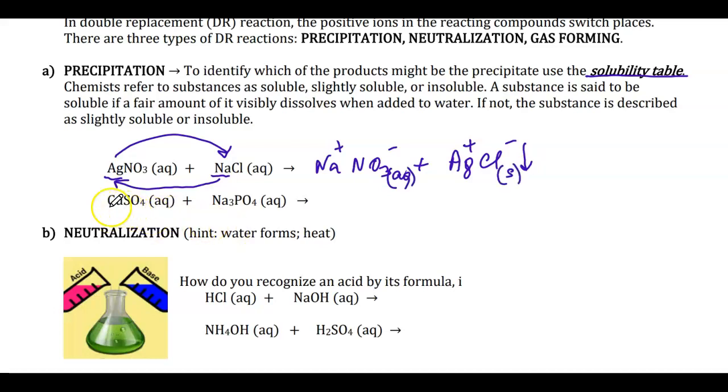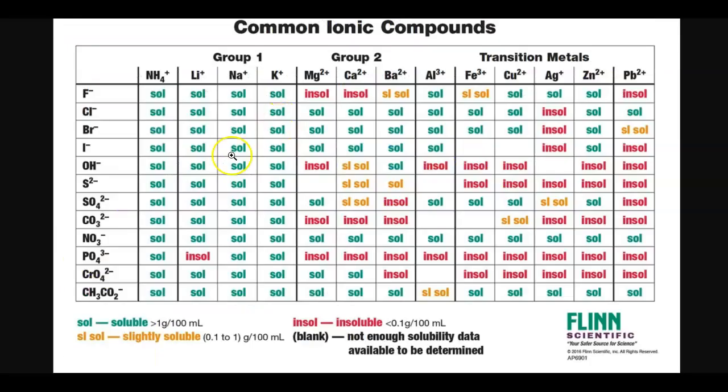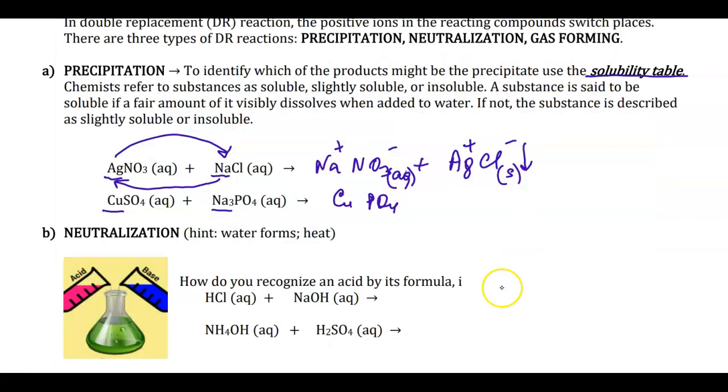Okay, another one. Copper SO4 and Na3PO4. So cations replace each other. So copper goes with PO4. And according to the solubility table, I can find it. So PO4, 3 negative, see? And for copper, it's 2 positive. So I'm putting charges here, 2 positive, 3 negative, and subscript will be 3 here, and 2 here.